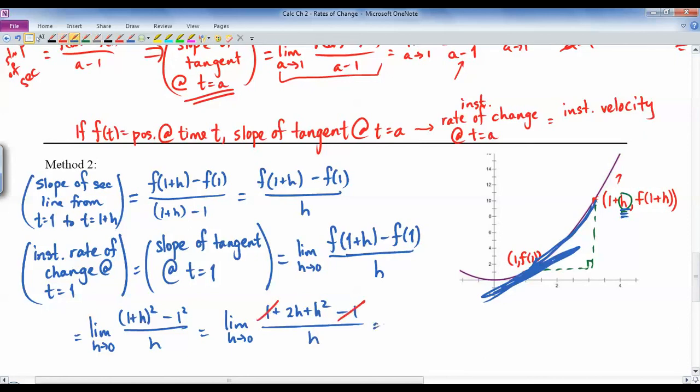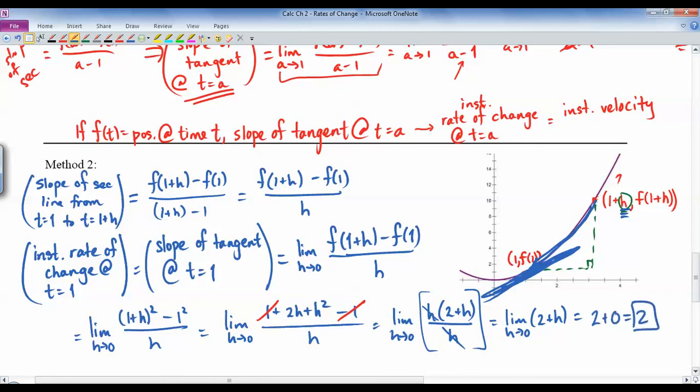And if I factor out an h, I'll get limit as h goes to 0 of h(2 plus h) all over h. And this function right here has a hole at h equals 0, but the rest of it looks just like 2 plus h, so that when I get really close to 0, I can just use the 2 plus h to figure out where that value is, and it's 2 plus 0, which is 2. And so that means that the instantaneous rate of change at t equals 1, or the slope of the tangent at t equals 1, is 2. So right here, this line has a slope of 2.